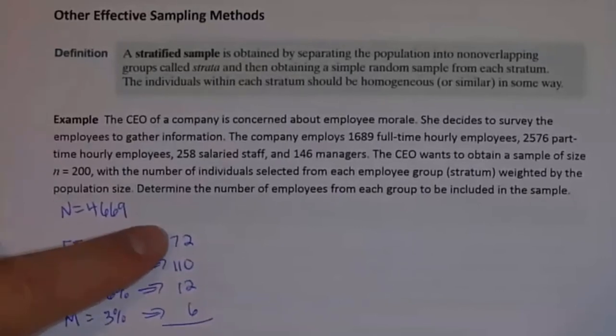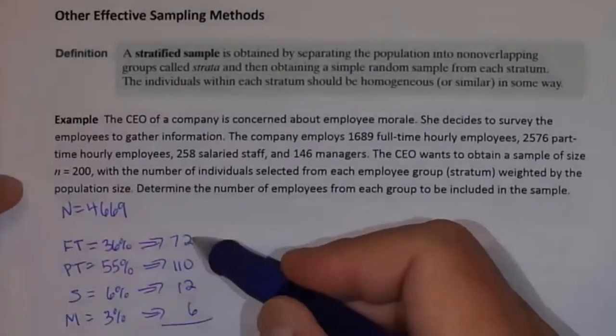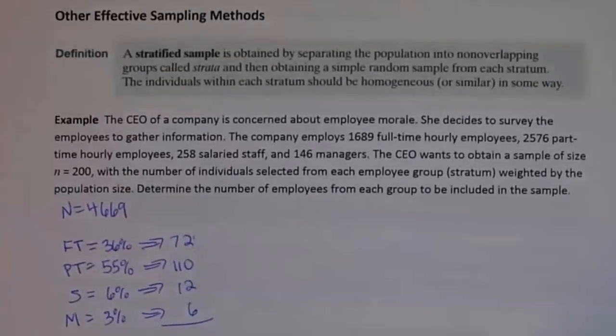And again, unless rounding messes that up, we should end up with 200. And if you add those up, that does add up to 200. So of my 200 individuals in my sample, I'm going to have 72 full-time hourly employees, 110 part-time hourly employees, 12 salaried employees, and 6 managers included in my sample.